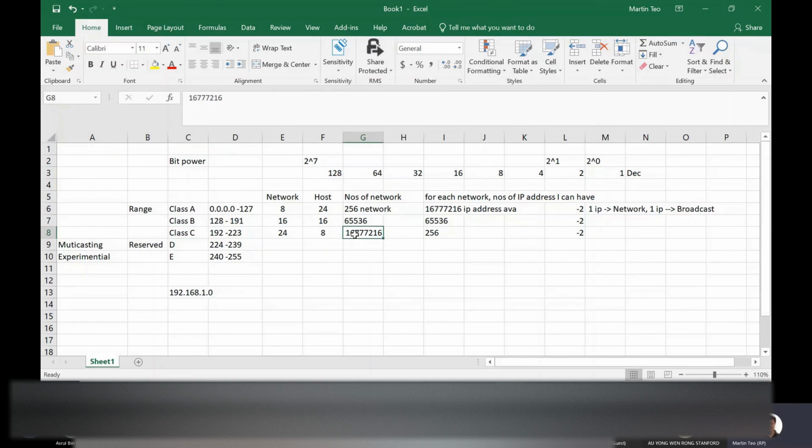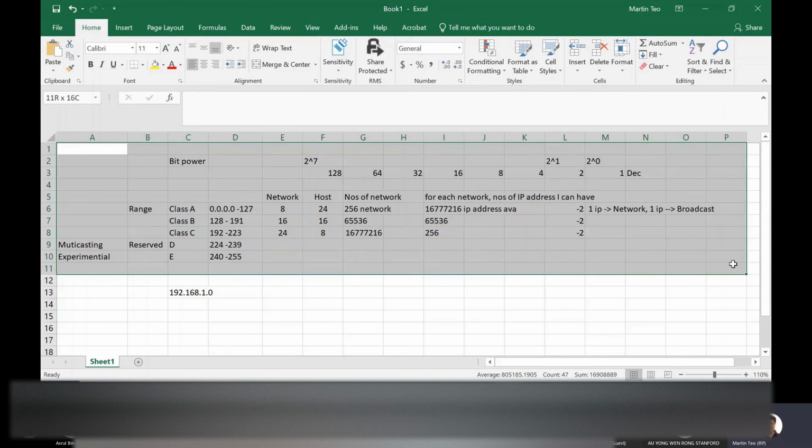We can have more networks. In the world we have many smaller organizations, with a smaller number of hosts available for use, and of course fewer big, very powerful organizations like Apple, but they have more IP addresses that can be used. All right, at this point, is everyone clear about this? Because I'm going to move on to subnetting.